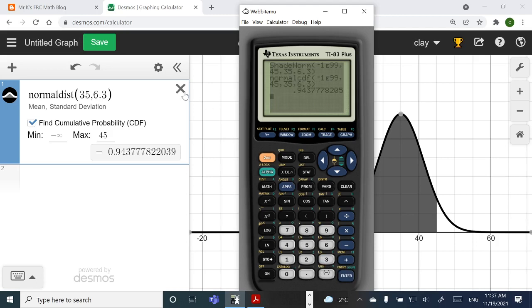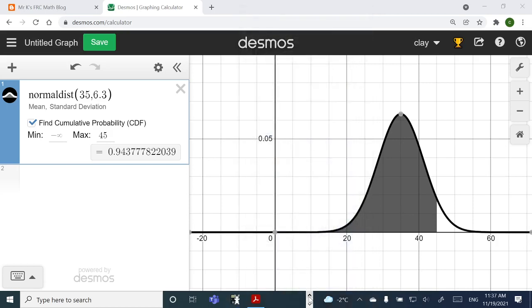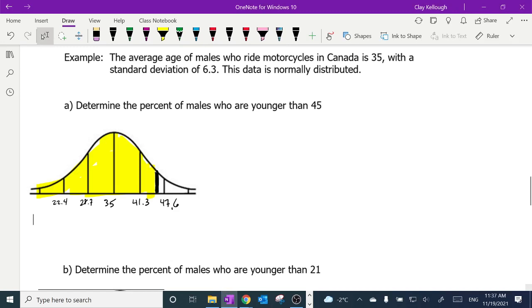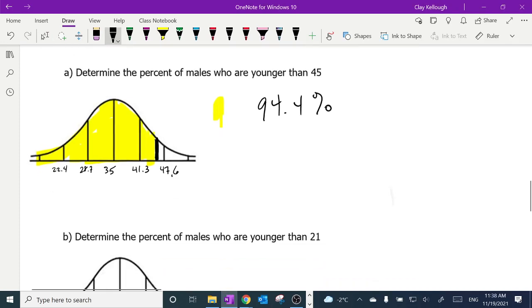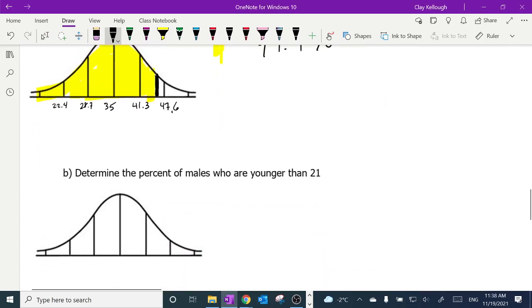Now, why don't you guys try the next one? Whichever technology you're using, I'll go back to Desmos, but I'll give you a second. The next question is, I guess I haven't written down the answer to this question yet. This is 94.4%. What percent of males are younger than 21? That would be, remember, this line was 22.4. This should be really small.